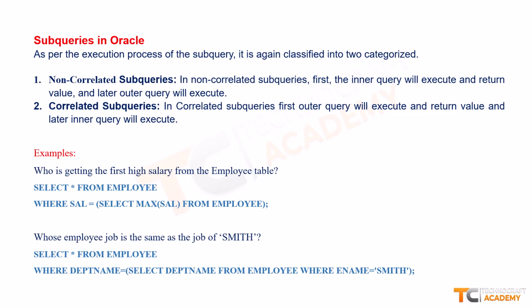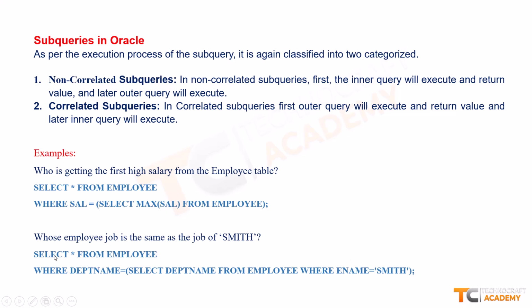For that we are again using a subquery here. If you see the example query: select star from employees where department name equals, select department name from the employees where employee name equals Smith. In this subquery we first calculate the department name of Smith. That department name we then equate to get the employees' details. I hope it is clear.